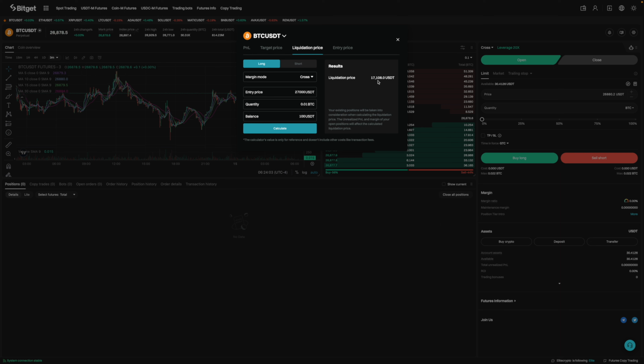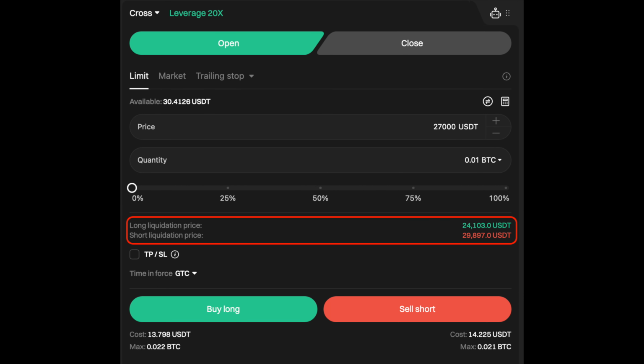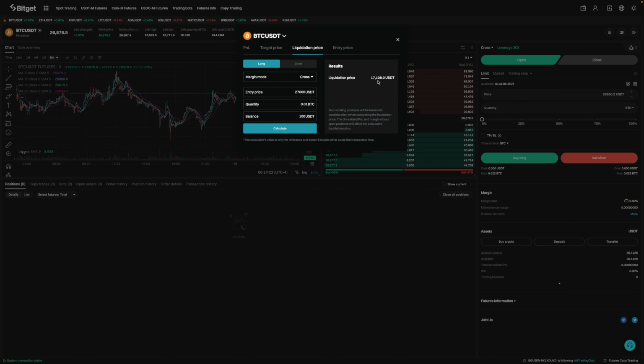Now, be sure to always know what your liquidation price is before you enter any trade, as you never want to trade blindly, especially with futures. Although Bitget does tell you your liquidation price before entering a trade, this calculator is useful when you want to play around with the numbers.